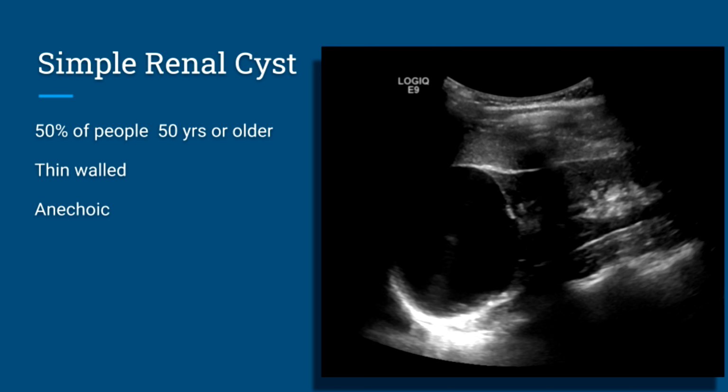All right, so a simple cyst is going to have thin walls, anechoic, and good through transmission. Here you have a cyst in the upper pole of the kidney. The internal echoes are a reverberation artifact.